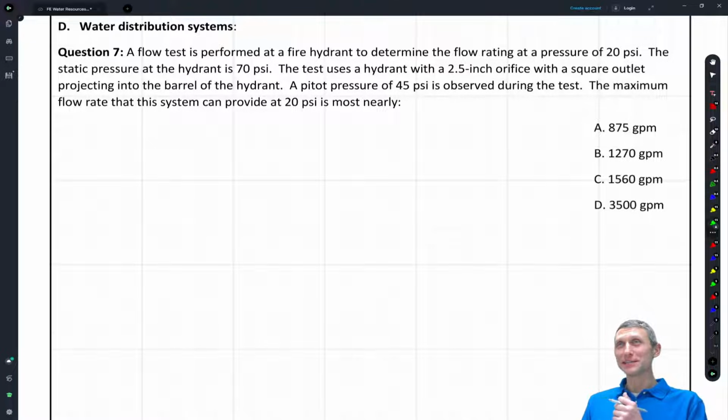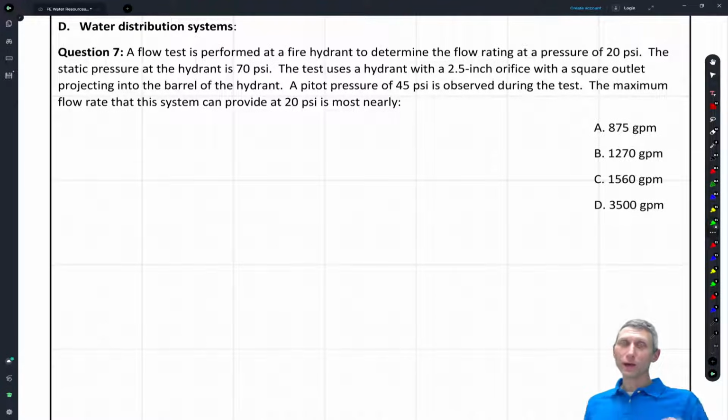What we do here is a flow test is performed. We're on water distribution systems. A flow test is performed with a fire hydrant to determine the flow rating at a pressure of 20 psi. Static pressure at the hydrant is 70 psi. The test uses a hydrant 2.5-inch orifice with a square outlet projecting into the barrel of the hydrant. A pitot pressure of 45 psi is observed during the test. The maximum flow rate this system can provide at 20 psi is most nearly.